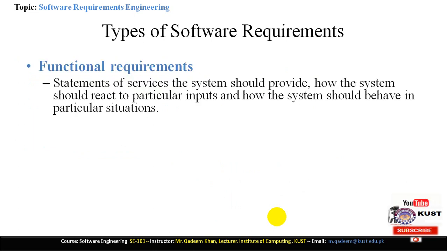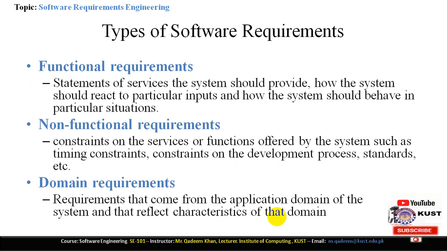Now, types of software requirements. Here we have three different types. Number one, functional requirements. The functional requirements are those requirements which specify the direct functionality of the system. The statement of services that the system should provide is called the functional requirements. So how the system should react to particular inputs, and how the system should behave in a particular situation. This is called the functional requirements.